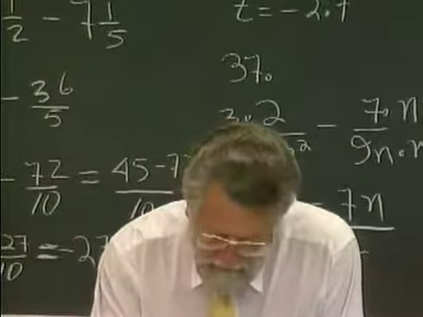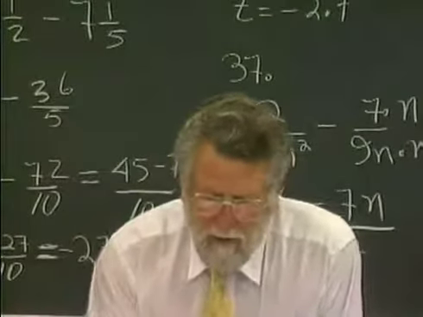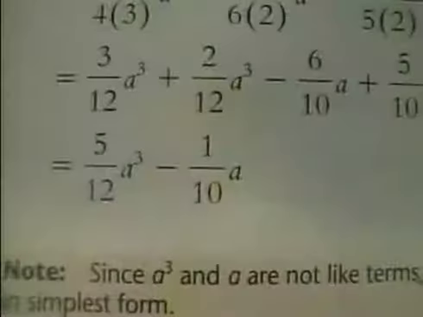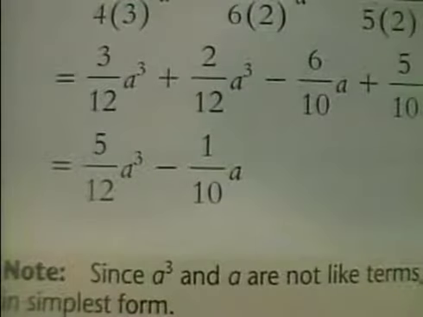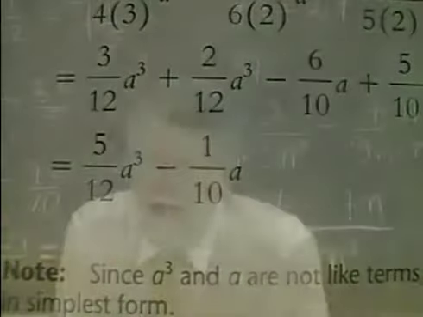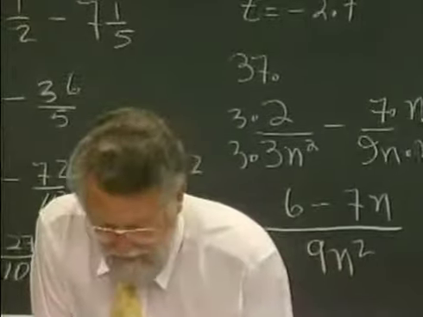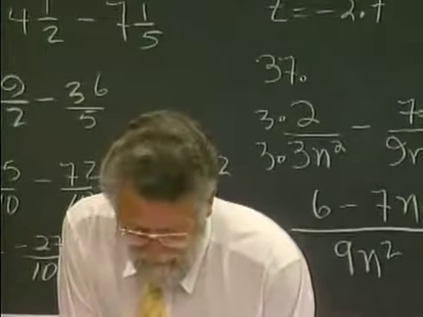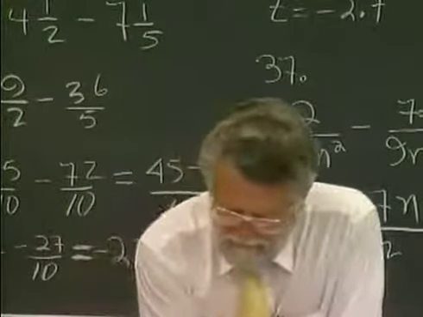Okay, I owe the author an apology, because what is the answer? 5/12a cubed minus 1/10a, where I wrote minus a over 10. But I'd never do that. Multiplication.